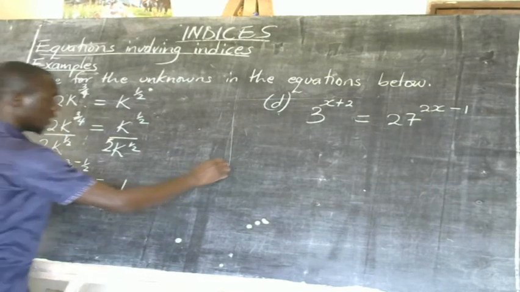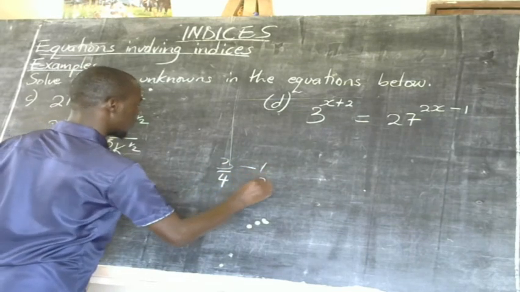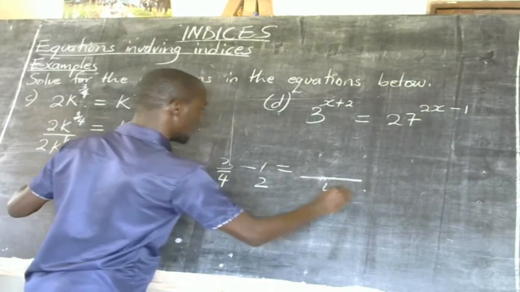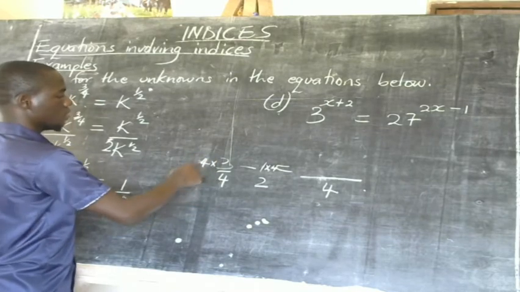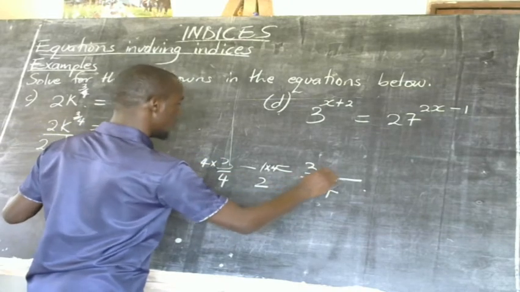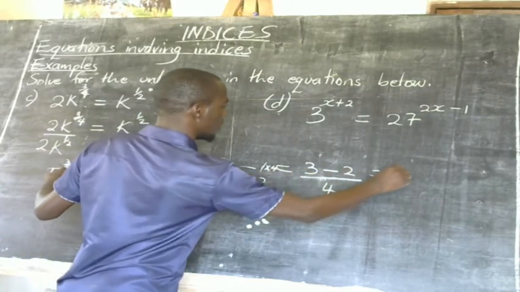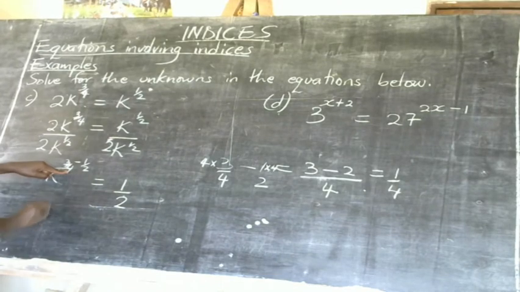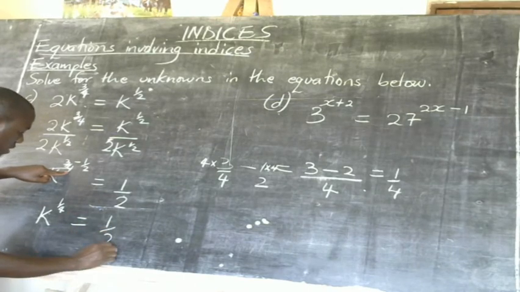So when I subtract the powers, the LCM is 4. So this one here gives me a 3, then minus this one here gives me a 2, and that is 1 all over 4. So this is k raised to a quarter is equal to a half.